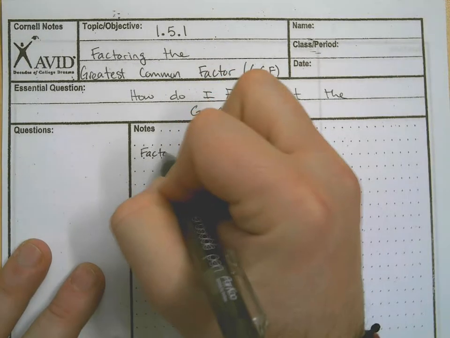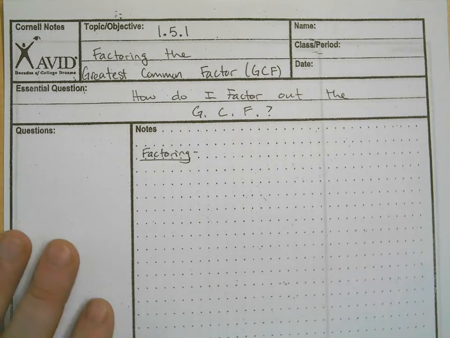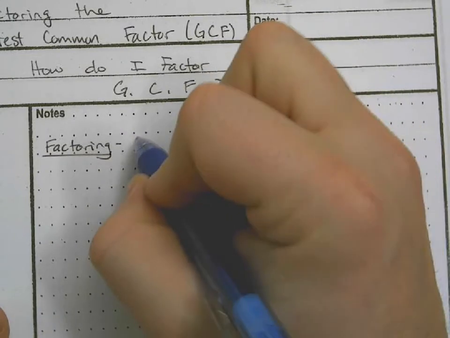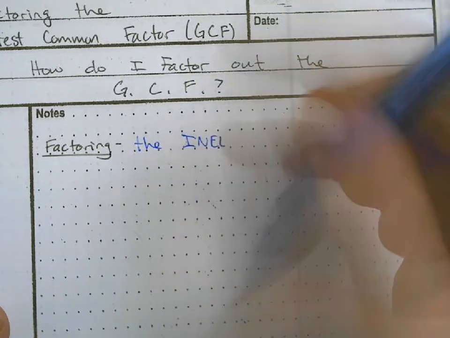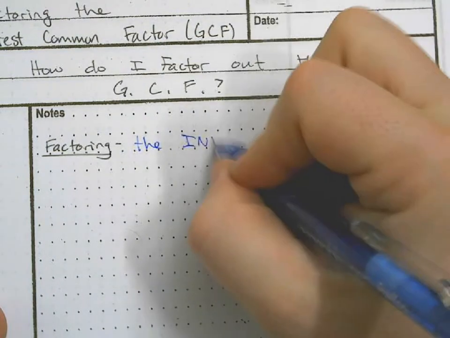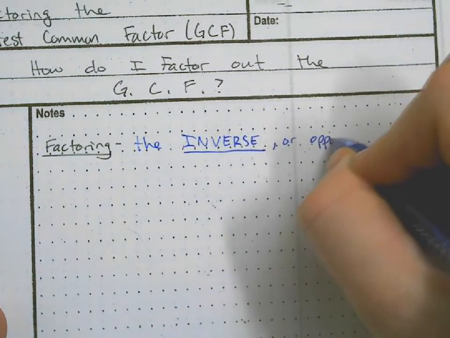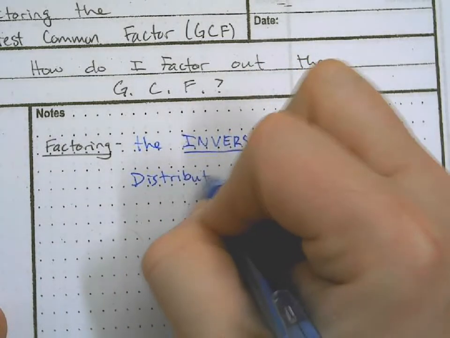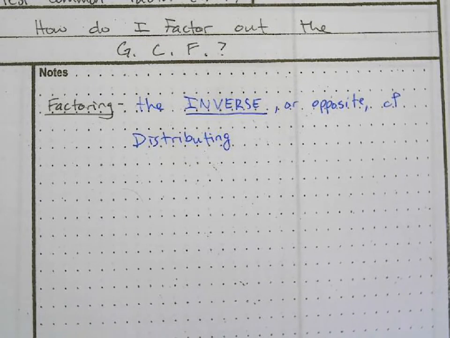So factoring is really the inverse or opposite of distributing. So we're just going backwards from our distributive property.